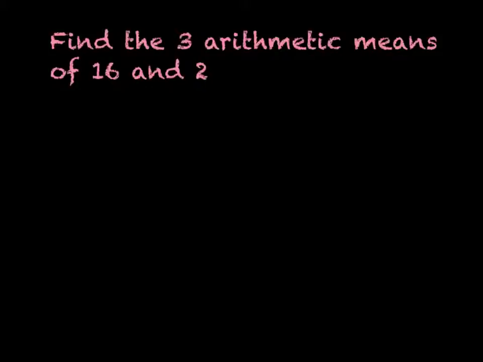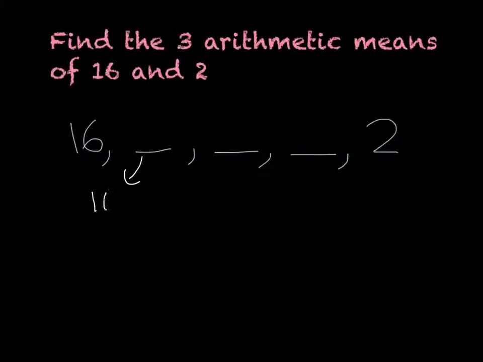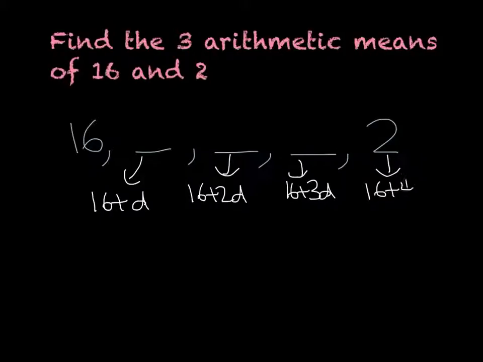Find the three arithmetic means of 16 and 2. This means that we write out an arithmetic sequence, starting with 16. We have three numbers in between, and we end with 2. We know that our first number here can be written as 16 plus d. This one can be written as 16 plus 2d, 16 plus 3d, and 2 is 16 plus 4d.